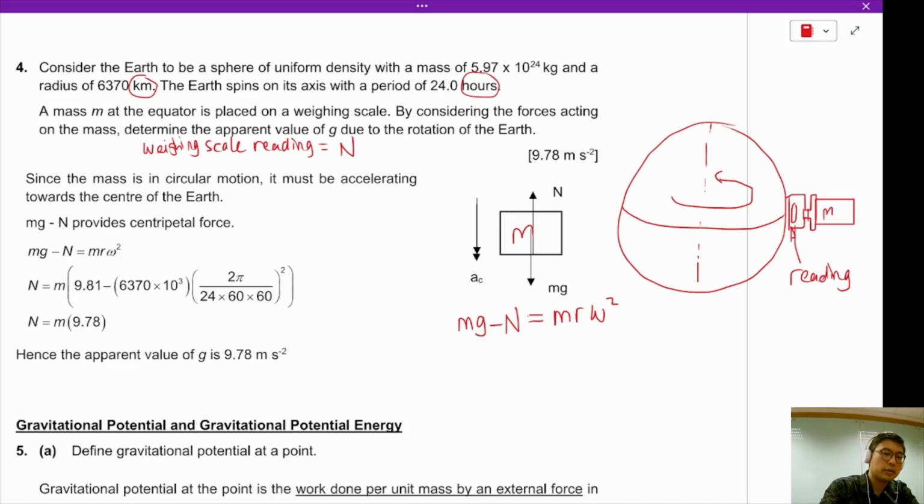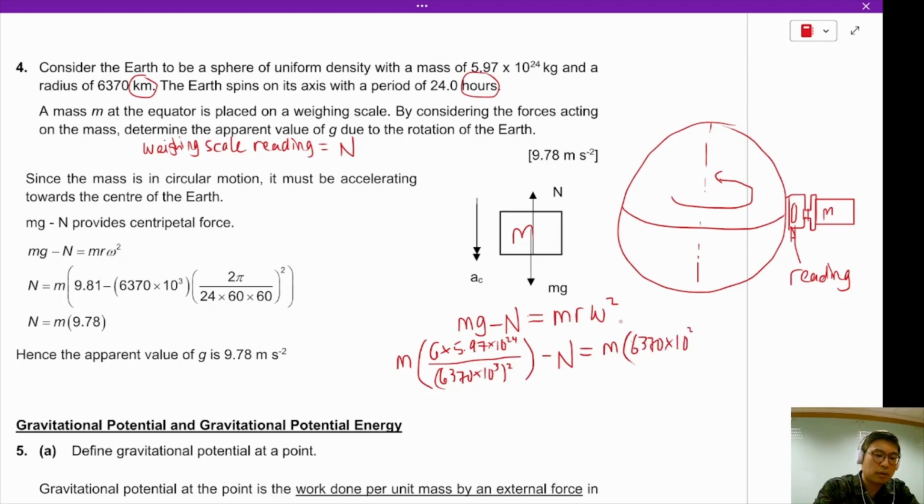And then we'll fill in the values. Now, the value of g is obtained by G times the mass of the Earth, 5.97 times 10 to the power of 24, divided by the radius of the Earth, 6370 times 10 to the power of 3, squared, minus the normal force equals m multiplied by r. The r is 6370 multiplied by 10 to the power of 3, then omega squared. That will be 2 pi divided by 24 times 3600, and squared.